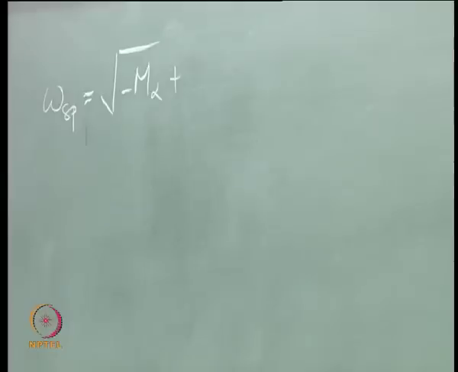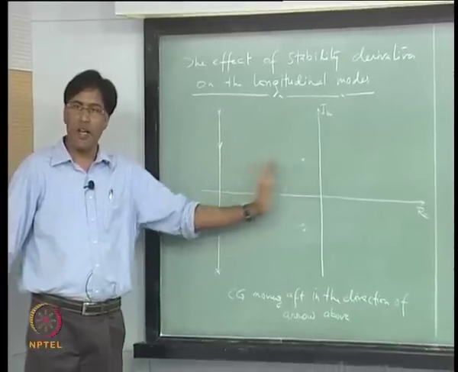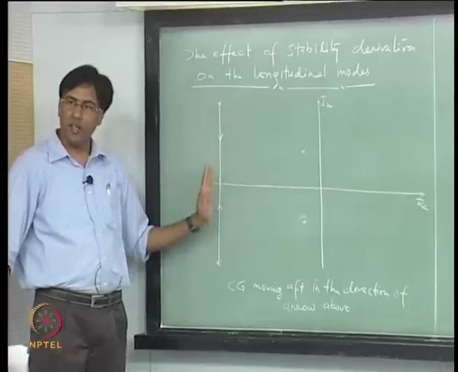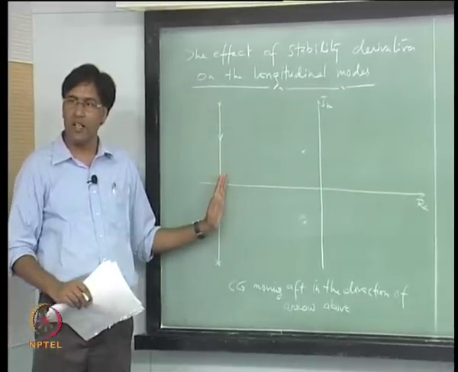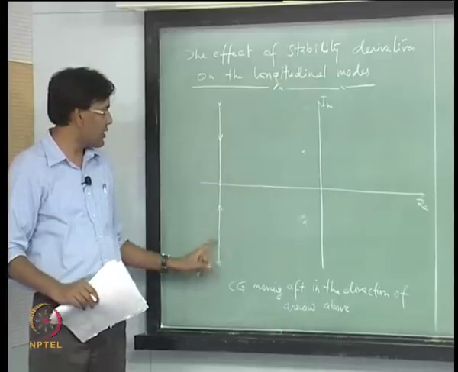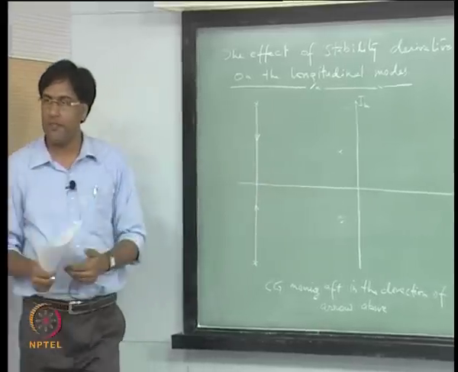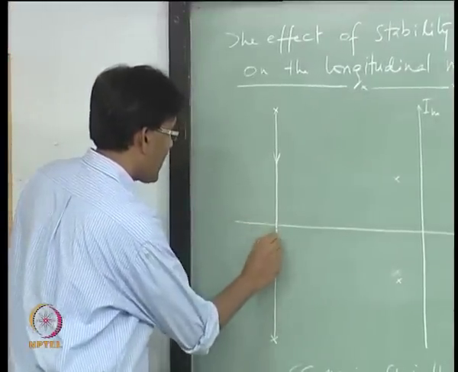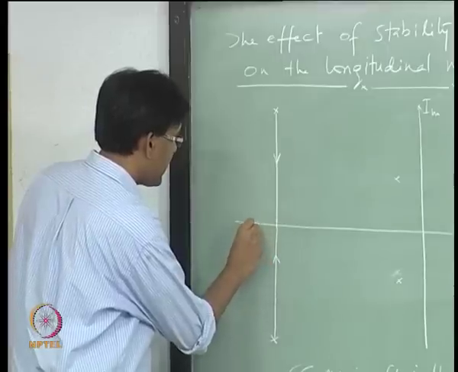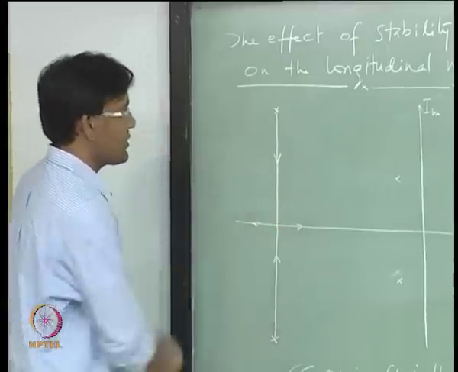And what is happening here? Exactly the same. So, damping is constant because we are at the same location on the real axis, right, and the roots are moving in the direction of the arrow vertically. So, the frequency is decreasing, right. And once it reaches here, it splits like this.